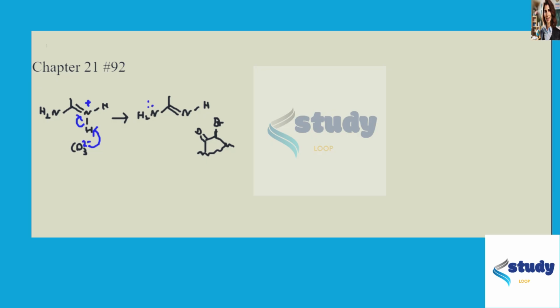So this nitrogen is going to add into this carbon, which is going to push these electrons to act as a nucleophile and attack that carbon. And the bromine is going to leave. So that is an SN2 reaction. The product of that reaction is going to be this.